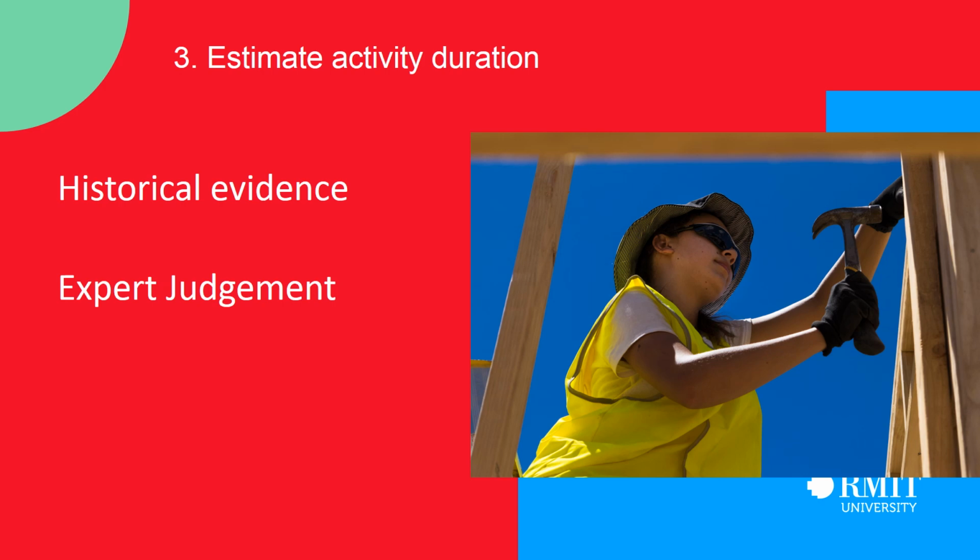So expert judgment is a good way to estimate activity duration if you can. For initial duration estimates, historical evidence combined with expert judgment is an excellent start.